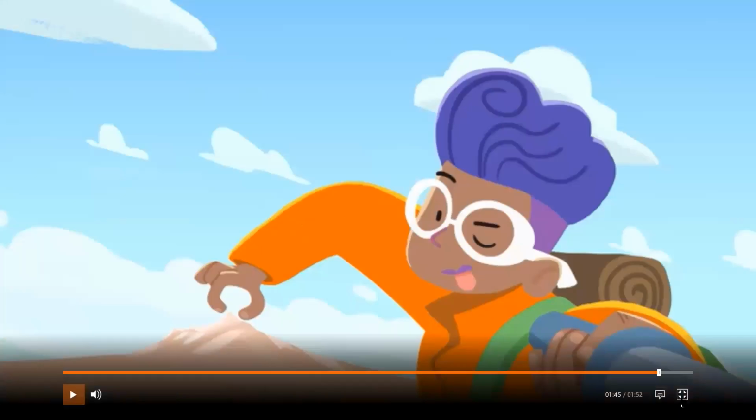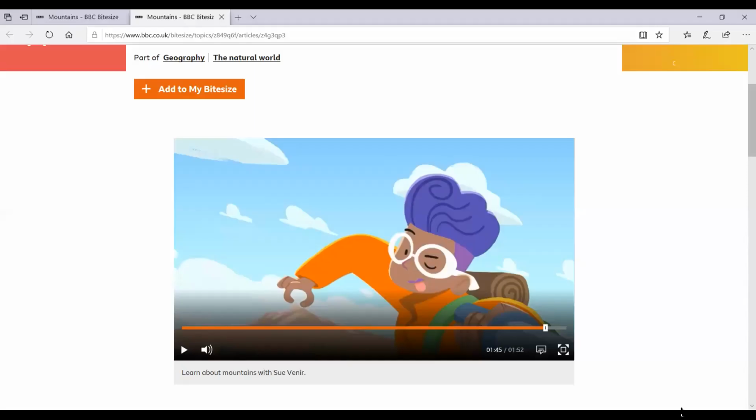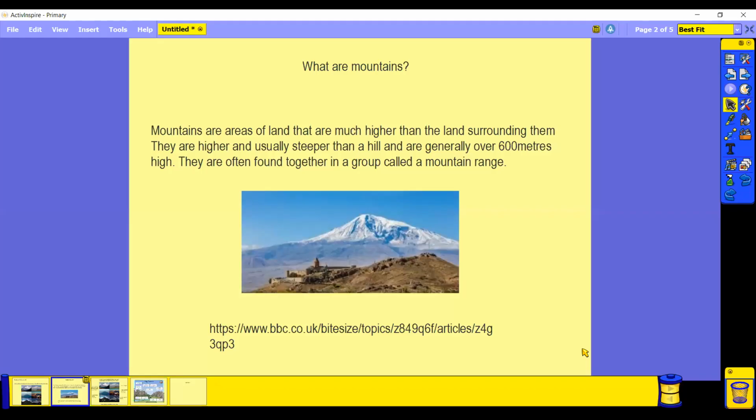Okay, so that was just a little bit of an introduction to mountains, about what they are. She did speak about some famous mountains. She also mentioned how mountains are formed, and we're going to go into more detail on that in the next coming lessons, but today we're just going to focus particularly on the features.